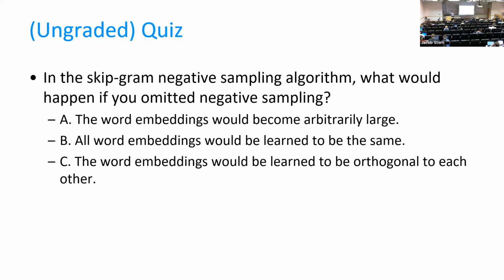So just a quiz to try to refresh your memories. This is the question. In the skip-gram negative sampling algorithm, what would happen if you didn't have negative sampling? If you removed that part of the objective? And you can go ahead and discuss that with the person next to you.